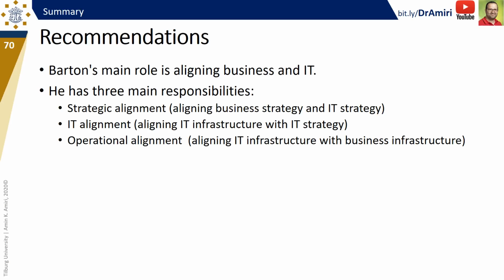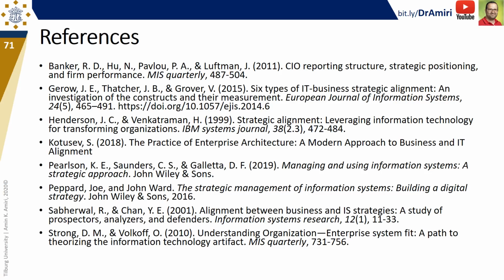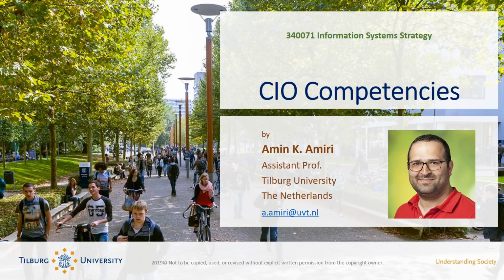He has three main responsibilities, in my opinion. He needs to improve strategic alignment, IT alignment, and operational alignment. In the next lecture, I discuss competencies that can make a CIO a successful Chief Information Officer.